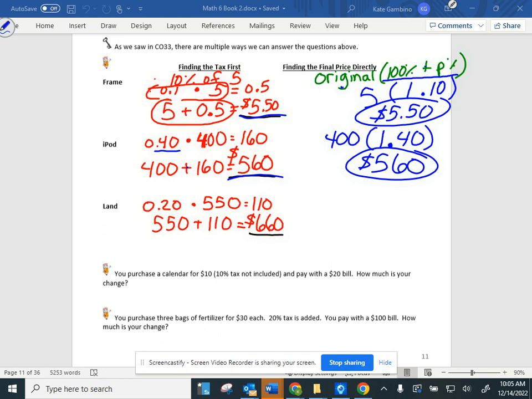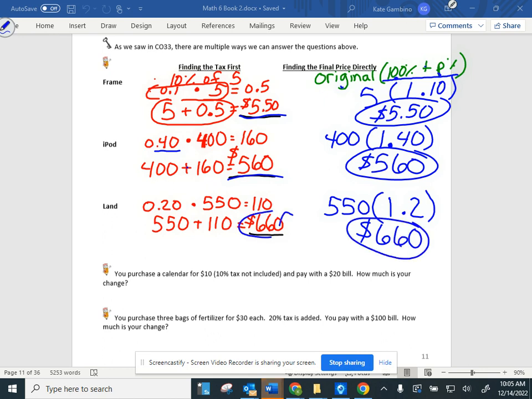The land. So start with the original price. The original is 550. And what am I going to multiply that by? 0.2. So that 0.2 is the percentage. What do I have to add to it? So it would be 1.2. Okay. So what is 550 times 1.2, Isabel? 660. We get the same price.